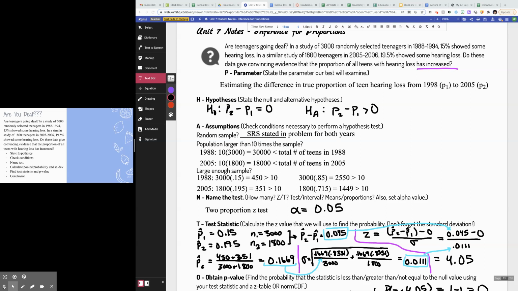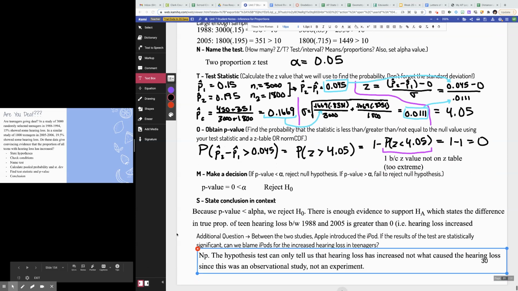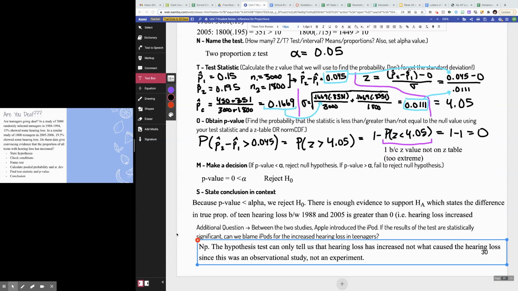Whoops, I meant 1988. Sorry about that. So in 88, my number of successes was 450. In 2005, the number of successes was 351, right? So obviously both the number of successes and the number of failures are greater than 1 in both of these years, okay? This is a two proportion z-test. You could have also called it a two sample z-test.